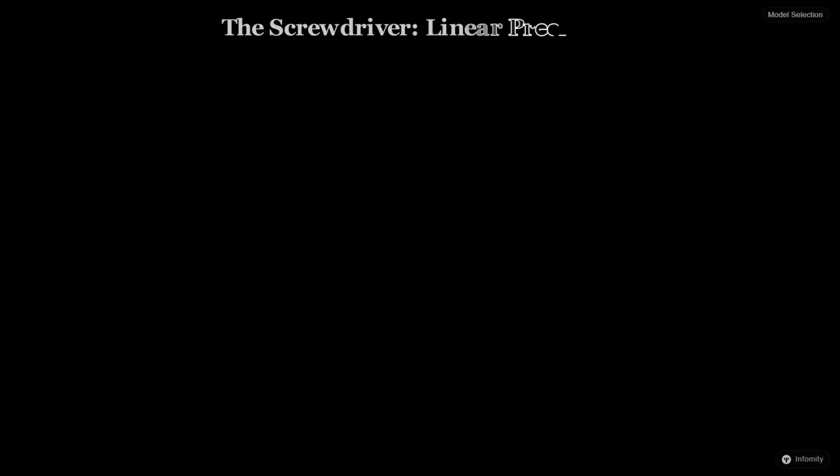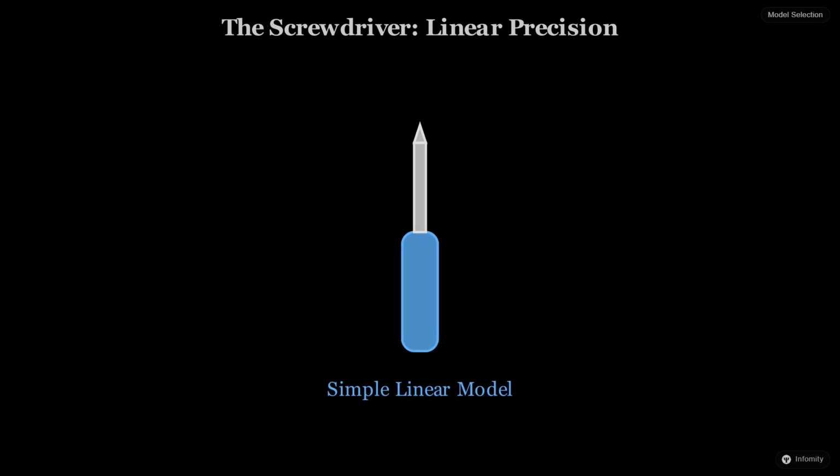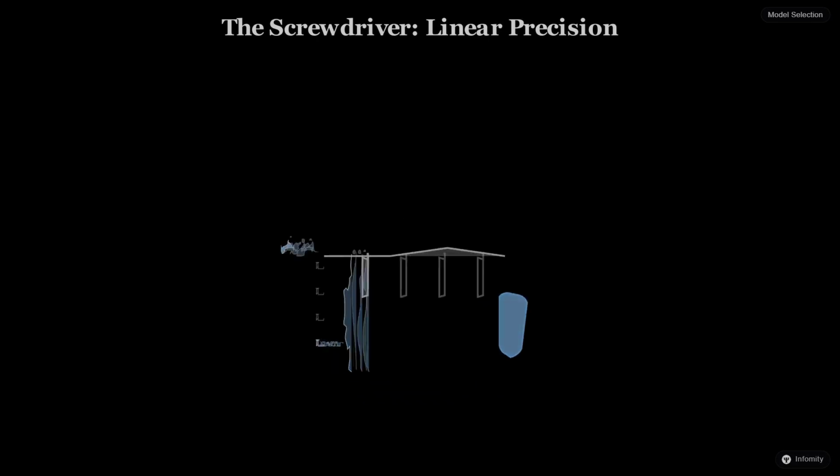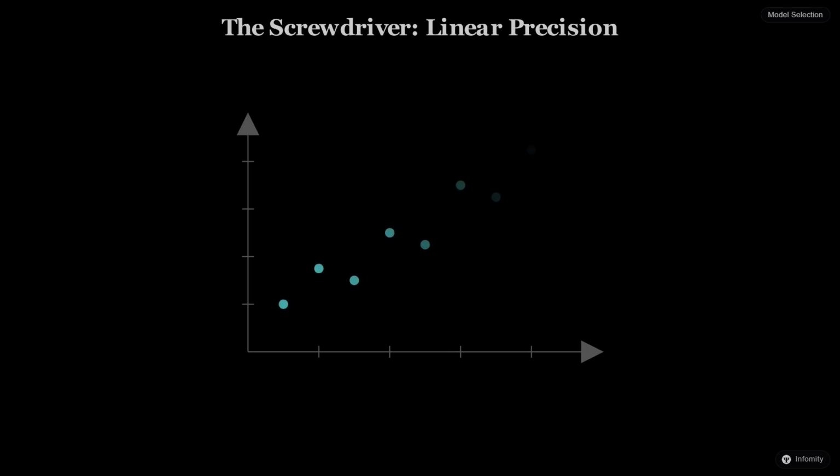Think of a simple linear model as your screwdriver. You do not need a power drill for a tiny screw in a pair of glasses. When your dataset is small and the relationship between features is straightforward, linear models are the most efficient choice. They are fast to train and offer perfect transparency, allowing you to see exactly how each input influences the final prediction without any hidden complexity.